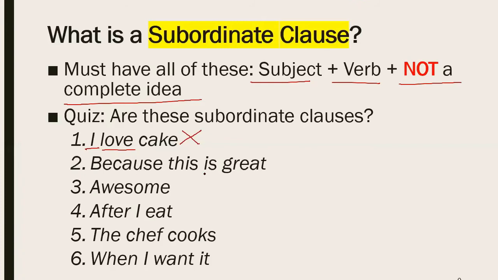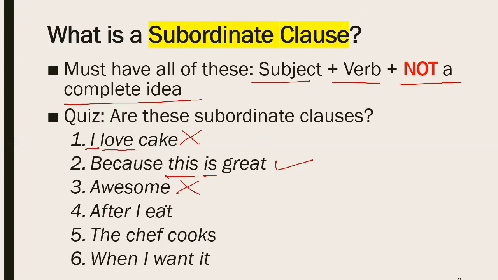Because this is great. This has a subject and a verb. Because this is great. What, because this is great? So this is not a complete idea. So this is a subordinate clause. Awesome. No subject, no verb, complete idea. So it's not a subordinate clause.